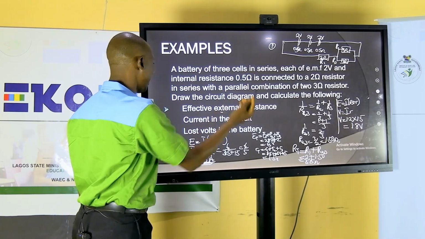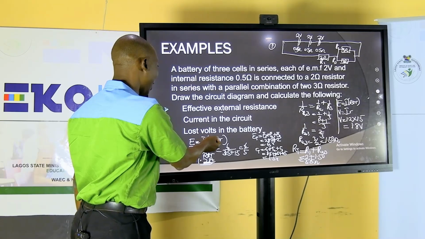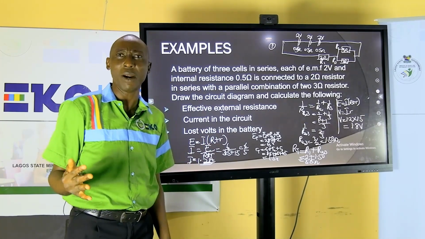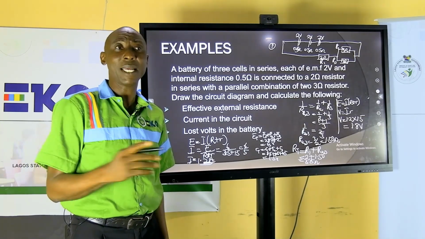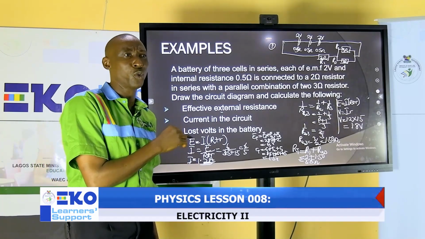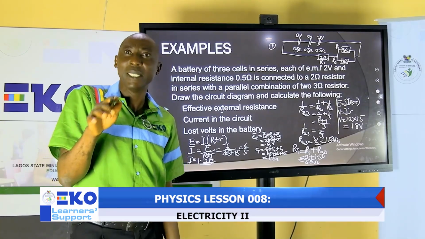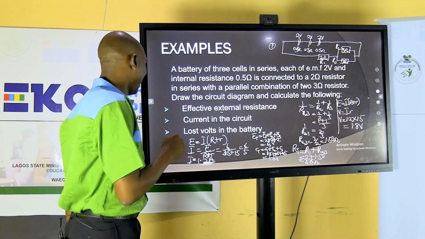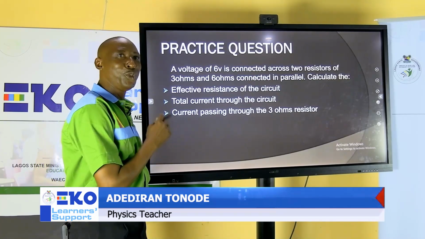When we looked at the current in the circuit, we were looking at E equals I into big R plus small r. Why are we not using Ohm's equation, which is V equals IR? The reason is because we are dealing with EMF and internal resistance. Please note that when you are dealing with EMF, you use E equals I into big R plus small r. But when you are dealing with only potential difference, then you use Ohm's equation, which is V equals IR. Very, very important.